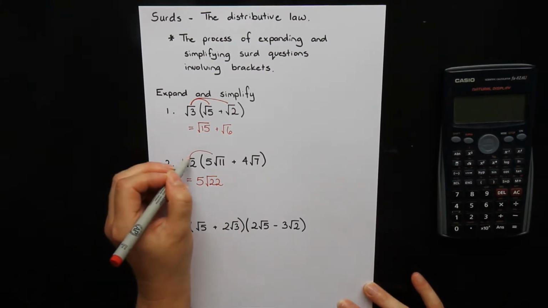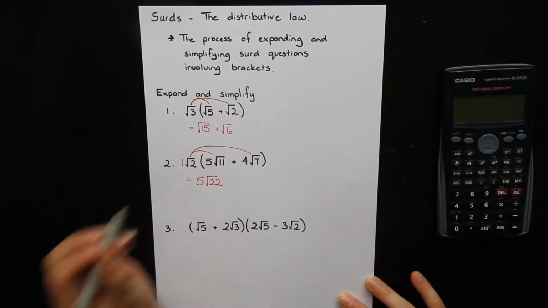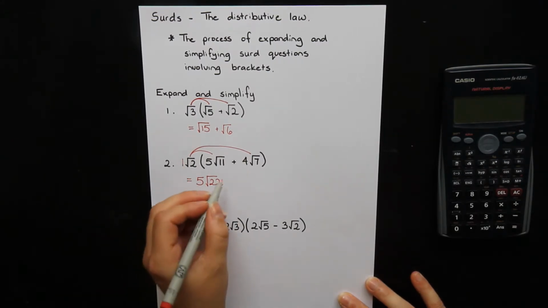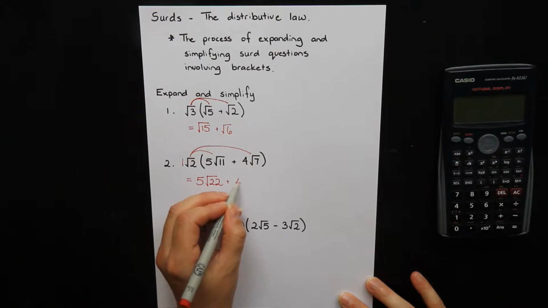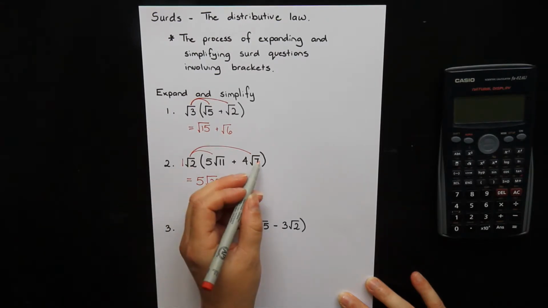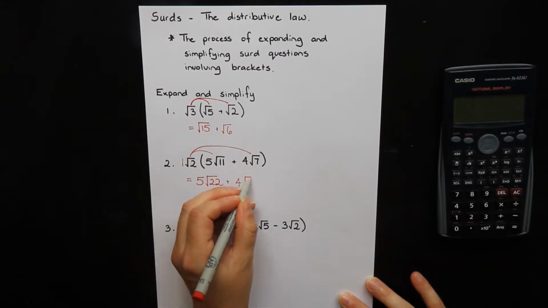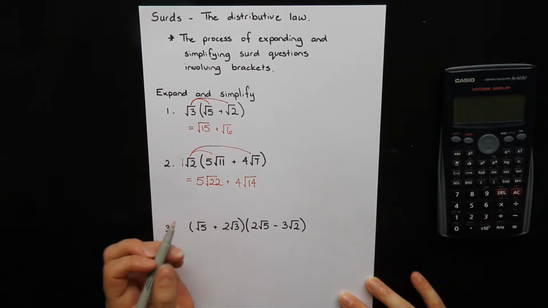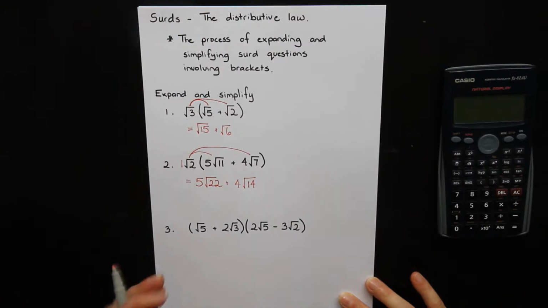Okay, then we multiply what's out the front by the second thing inside the brackets. The numbers at the front, 1 times 4 is 4. And 2 times 7 is 14. So square root of 14. Look for any simplification, but we can't simplify anything there.